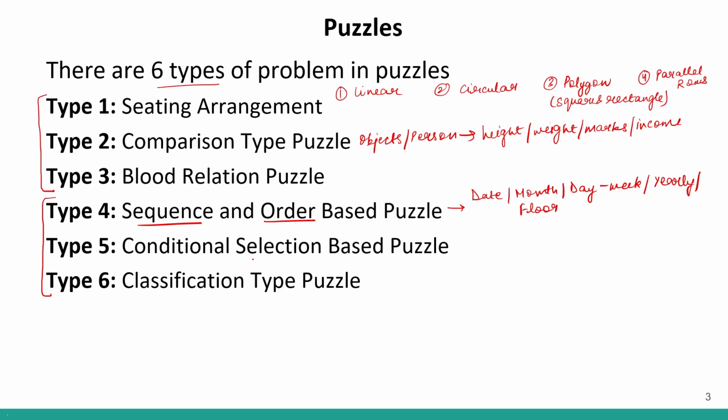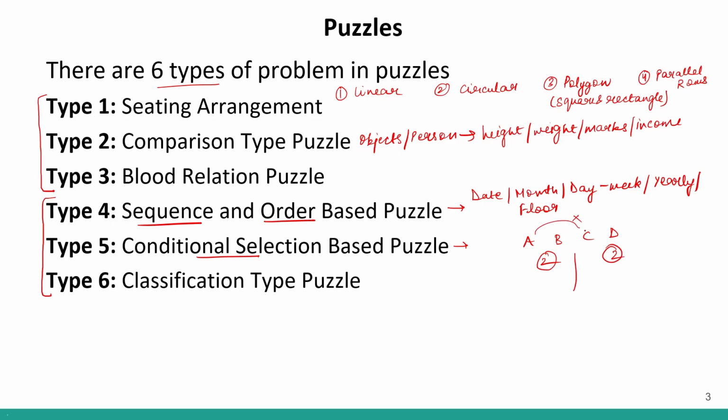Then we have type 5, conditional selection. Conditional selection we have already discussed with the help of an example in the first lecture, correct? So conditional selection is, for example, we have 4 people A, B, C and D, and we have to arrange them in teams of 2, correct? It is said to us that A and C cannot be together.